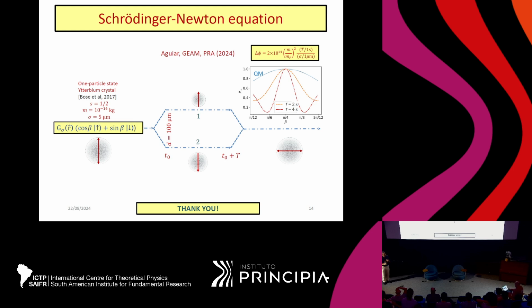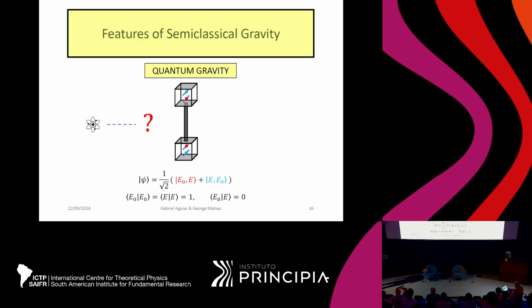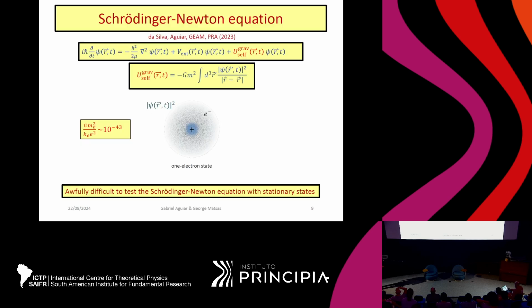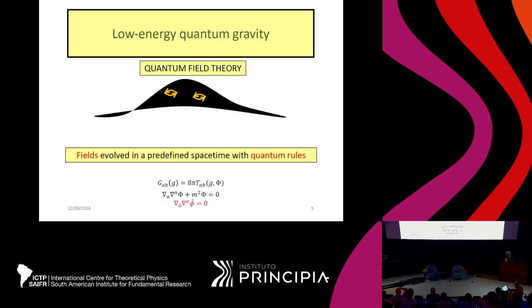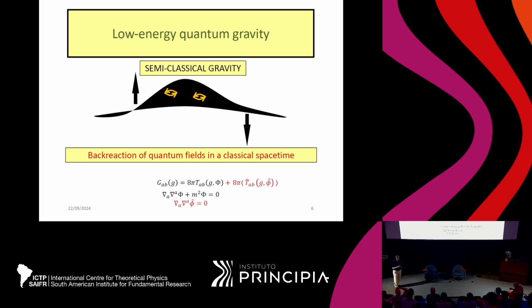What I'm advocating is that if you want to test semi-classical gravity, which is very popular, the easiest way to do it is to test the Schrödinger-Newton equation, because this is what you obtain in the weak field approximation. And the way to do it, I think the best way, is via this Stern-Gerlach experiment.